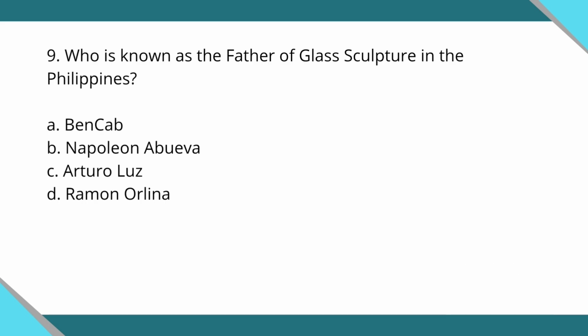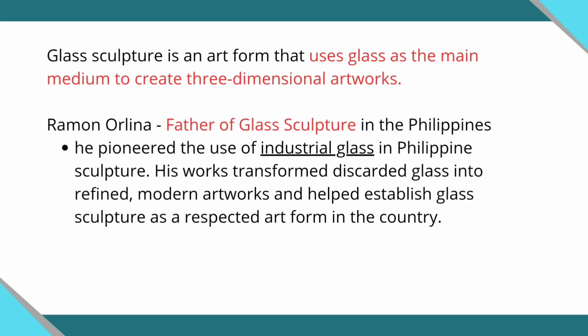The correct answer is letter D. Ramon Orlina. The glass sculpture is an art form that uses glass as the main medium to create three-dimensional artworks. It involves techniques such as cutting, grinding, polishing, casting, or shaping glass to produce sculptural forms that reflect light, color, and texture. Ramon Orlina is known as the father of glass sculpture in the Philippines because he pioneered the use of industrial glass in Philippine sculpture.